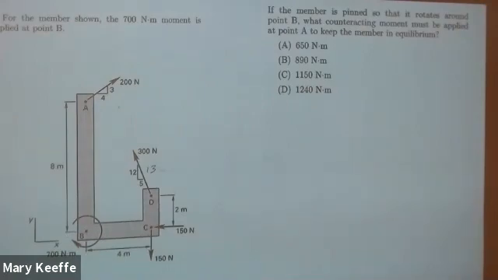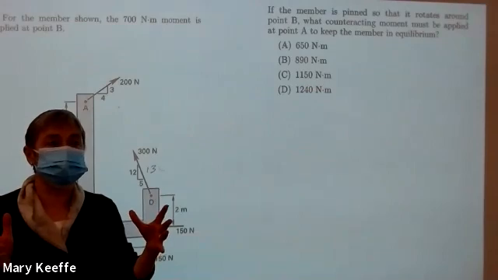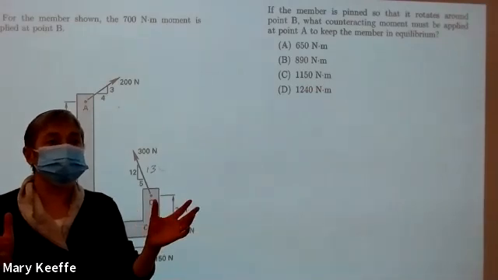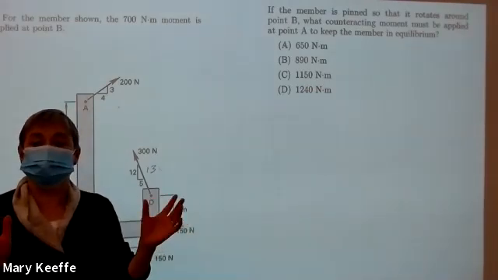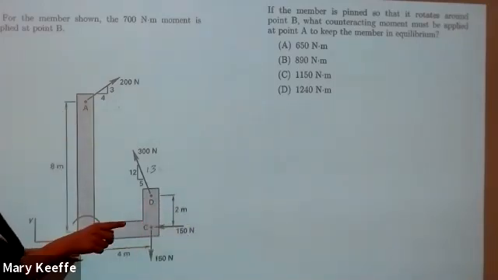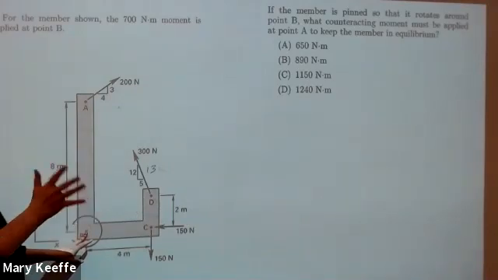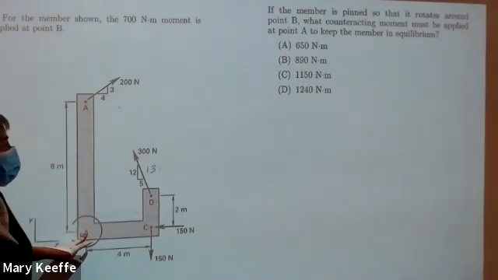Okay, I've lost my train of thought. Oh, so this is pinned so that it rotates around point B. That's all that this is indicating. Pins don't transmit moments. Remember, when we think about support reactions, we want to think about what the support prohibits. A pin will keep this from moving horizontally and vertically, but it allows free rotation.